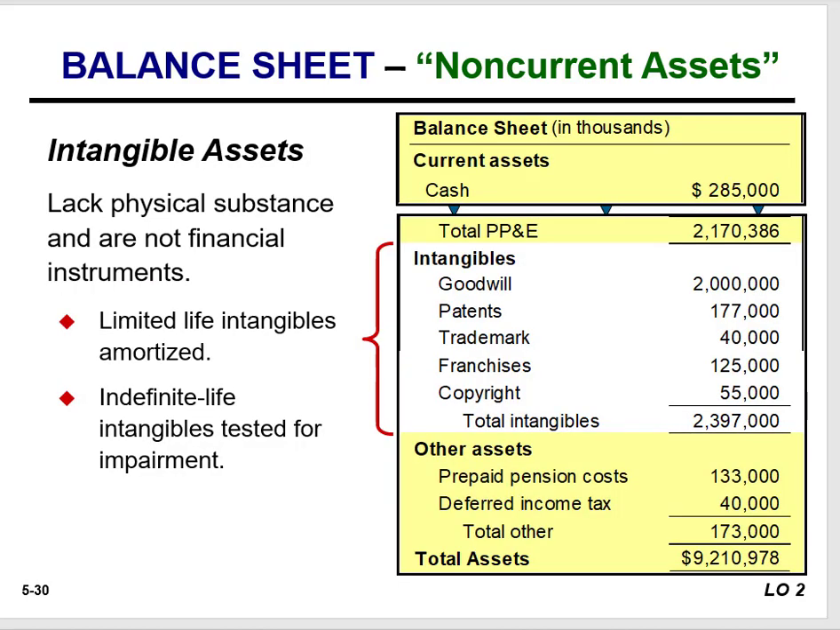And so this is where intangible assets will be categorized on a balance sheet. So intangible assets lack physical substance and are not financial instruments. And so limited life intangibles are amortized, indefinite life intangibles are tested for impairment. And here you have intangible assets. So intangible assets consist of things such as goodwill, patents, trademarks, franchises, and copyrights.